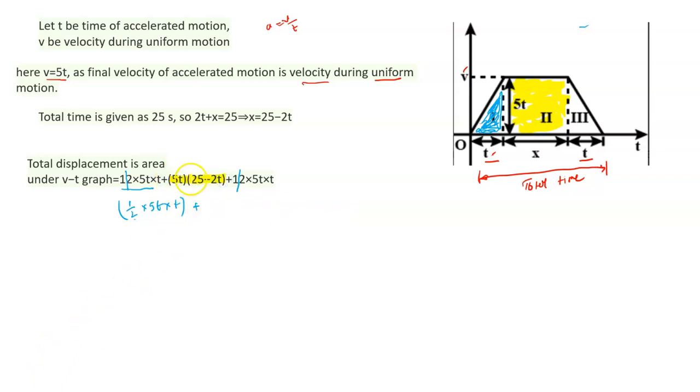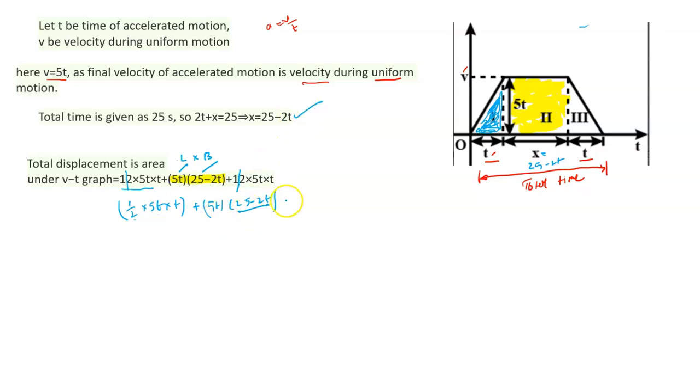This is what we are having here. So that will be 5t. That is the height or width of the rectangle, and this is the length of the rectangle. So length into width or breadth of the rectangle. So we got this area 5t into 25 minus 2t. Got this? How am I getting 25 minus 2t? This is x. x is nothing but 25 minus 2t. So this is what I'm substituting here.